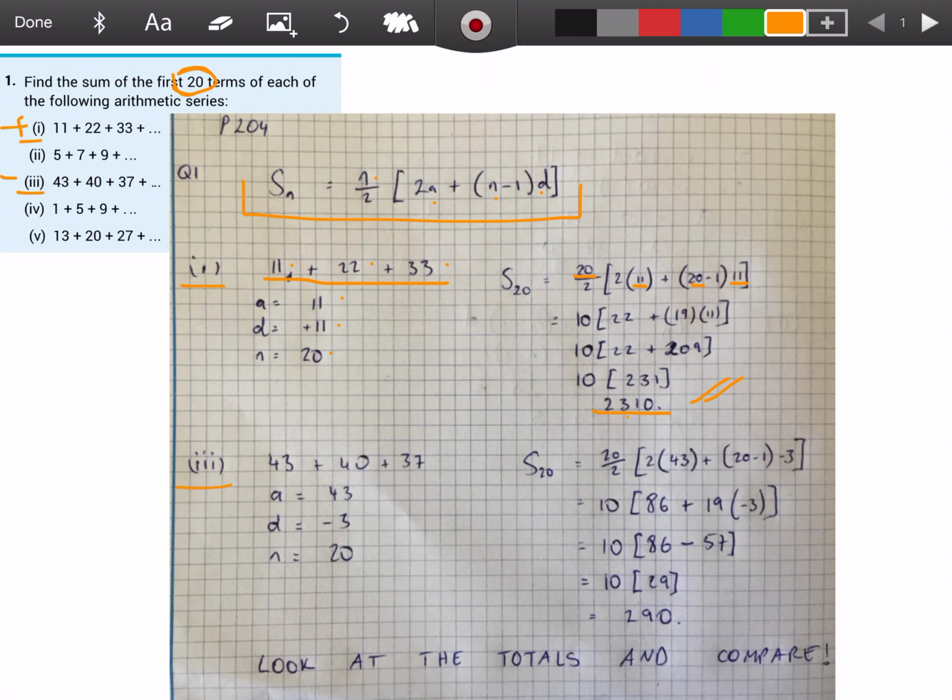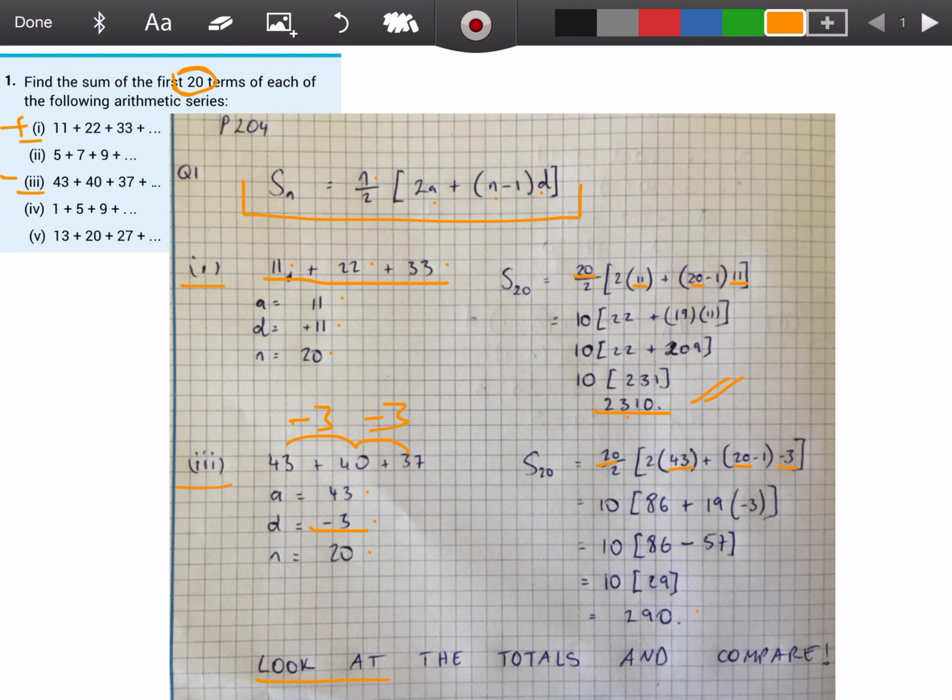So for part 3, exactly the same process. The only difference here is that I've got a negative d value because the terms are going downwards. We're subtracting 3 each time, so it's going 43, 40, 37 and so on. Again, I've got my start point, my common difference, and my number of terms. I fill them in where I see them in the formula, work it all out, and get an answer of 290.